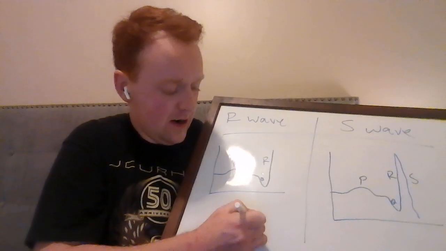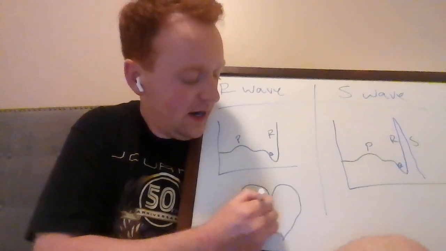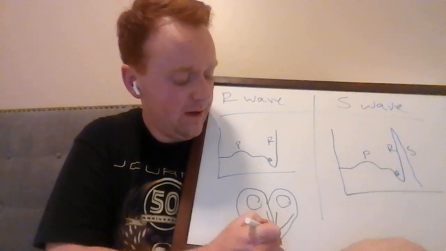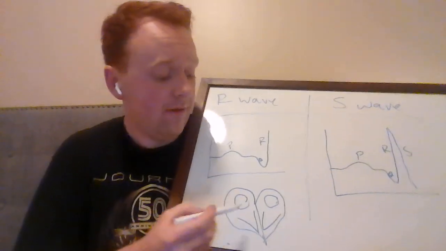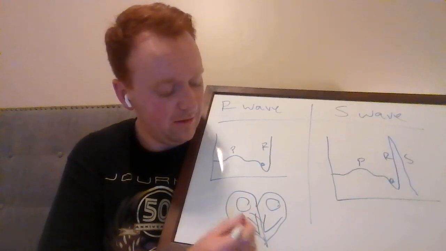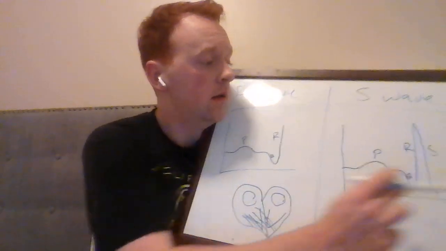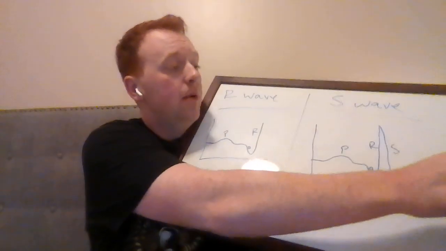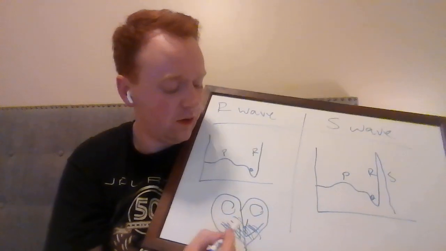So let me draw out the heart again. Backwards this time. So here's our heart. Here's our atria. Here's our septum. Here's our ventricles, the V-looking things. And the R wave is depolarization of mainly this left ventricle and maybe the bottom of the right. Now, for the S wave, as it goes down, it's now depolarizing, for the R wave, almost most of both of the ventricles.